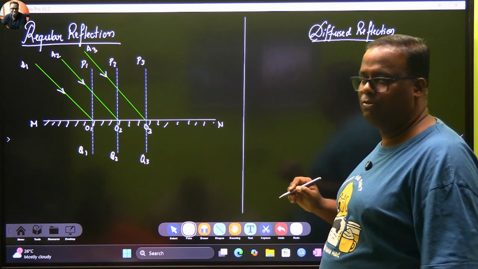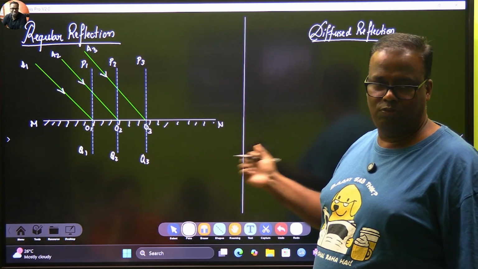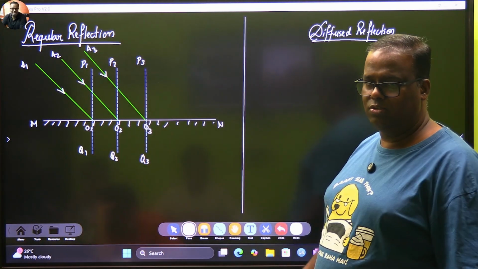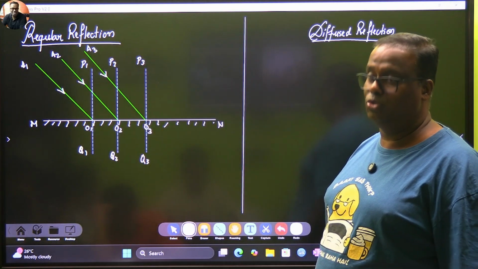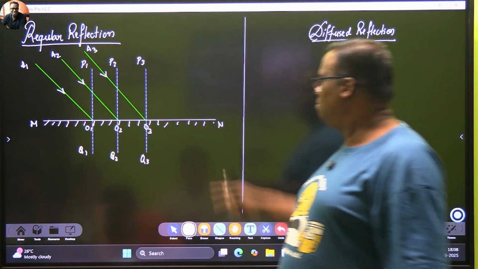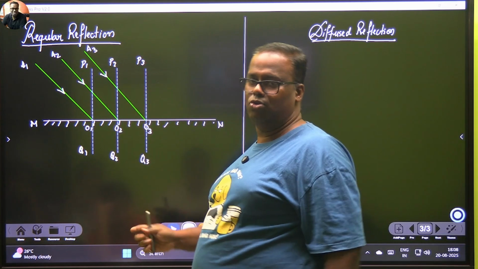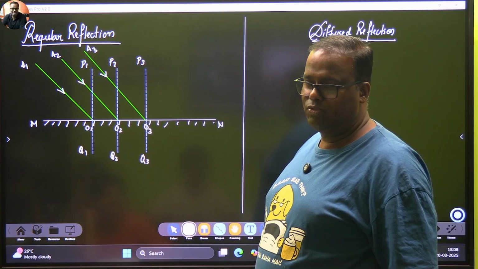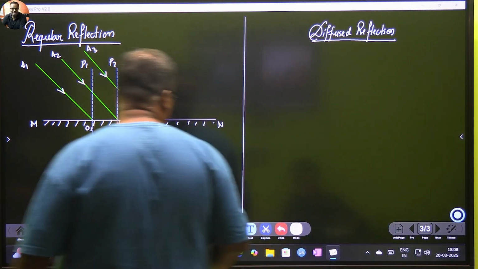Today, we are learning about regular reflection. We have a small reflective surface on which 3 incident rays have come and impinged, making 3 points of incidence as O1, O2, O3. And you have 3 normals being drawn on that. And after that, what do we do? 3 reflected rays. Okay, so let's make our 3 reflected rays.